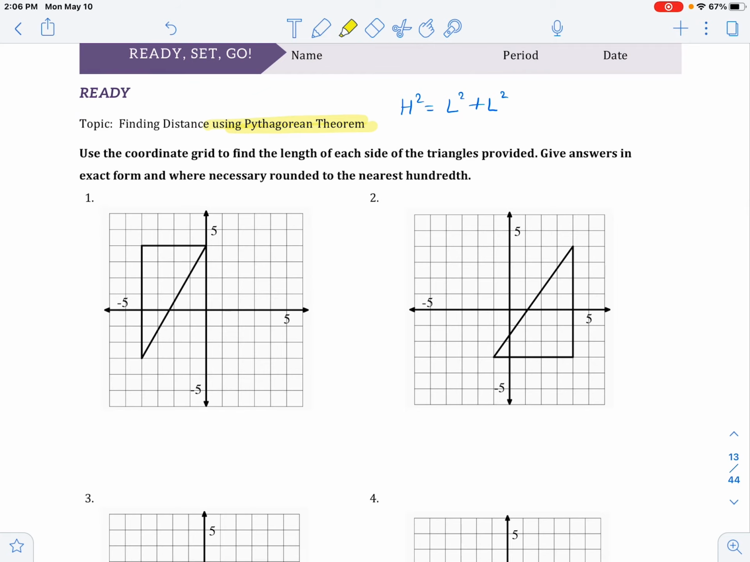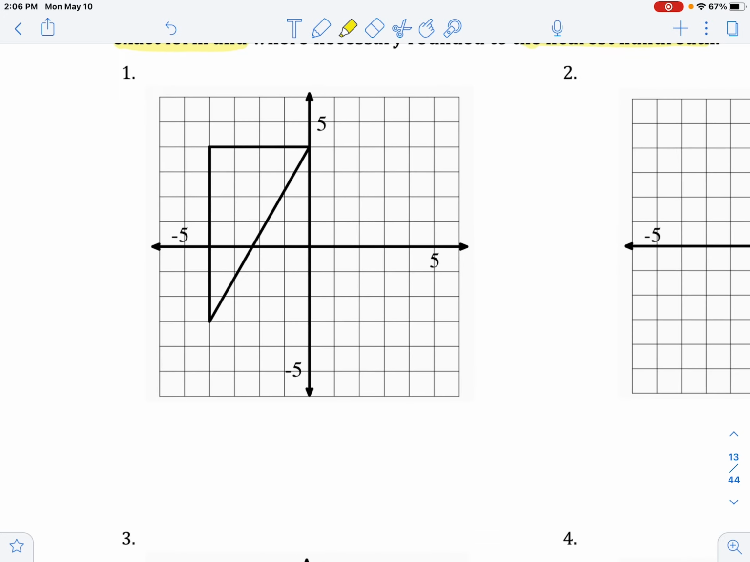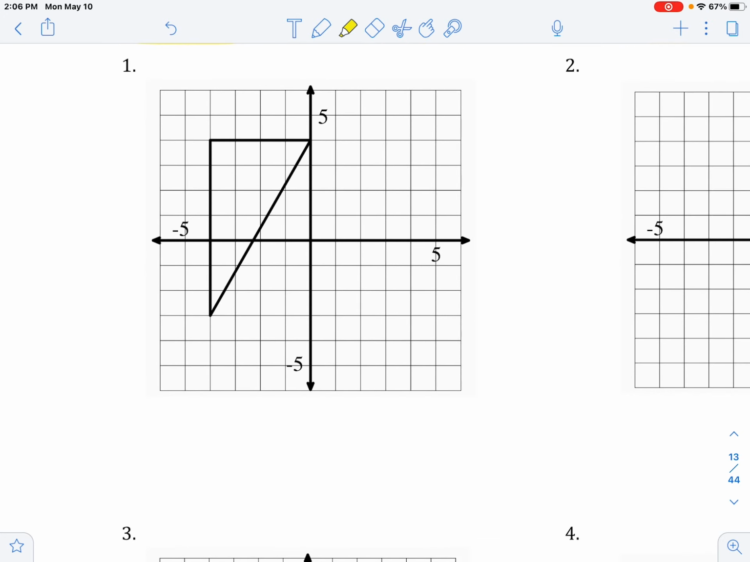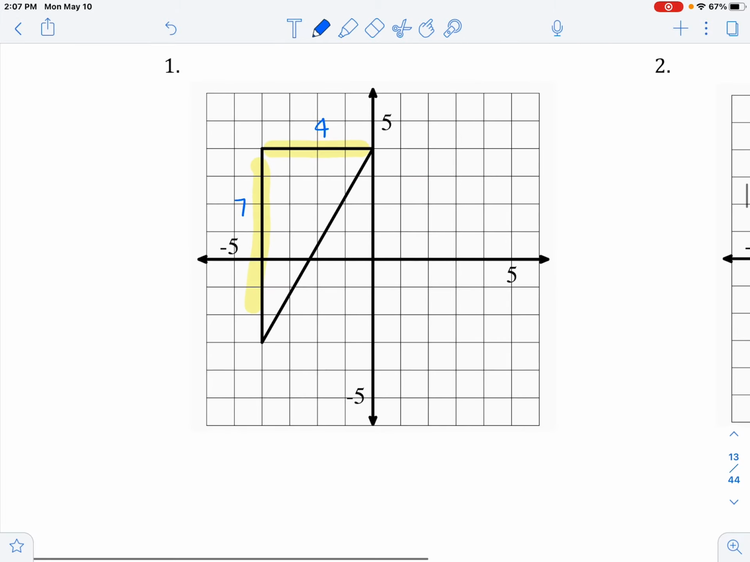Let's read what's given in the question. It says use the coordinate grid to find the length of each side of the triangle provided and give answers in exact form, and when necessary round to the nearest hundredth. If I find this length, that's going to be 4 units, and this length, 1 2 3 4 5 6 7, that's going to be 7 units. So I got two legs. I need to find the hypotenuse. If the hypotenuse is not known, I can assume it to be x.